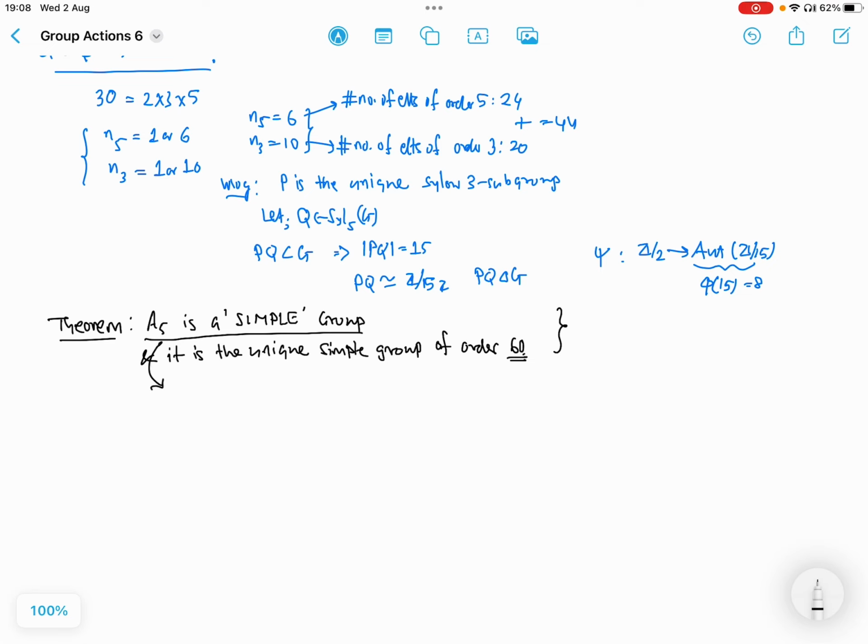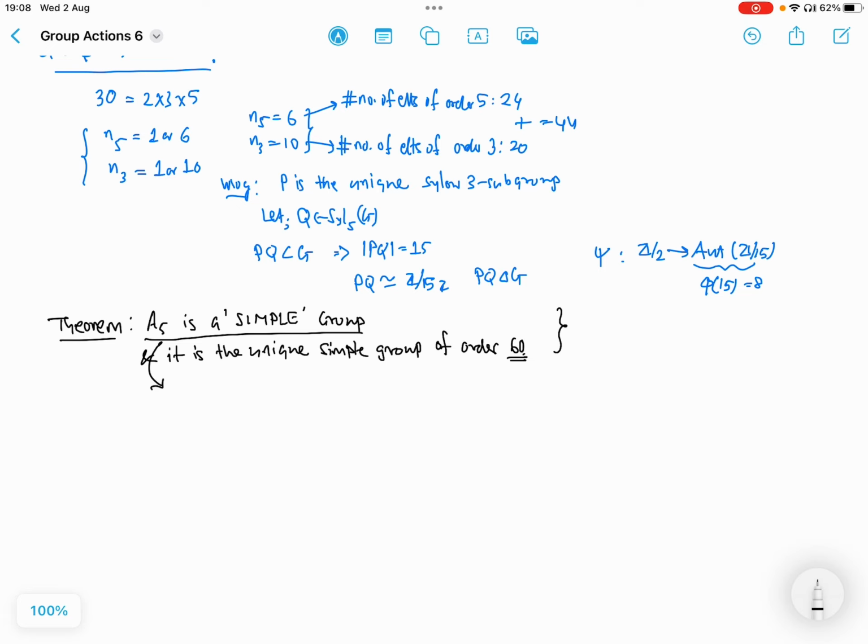A5 is just all those even permutations from S5, right? So it has exactly half of the elements of S5. So that has 120 by 2, 60 elements. Okay, and now let's see the class equation first.